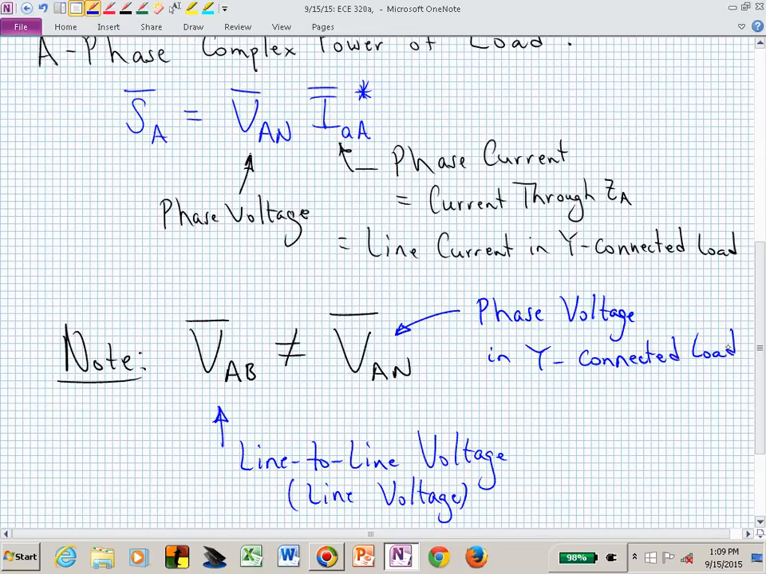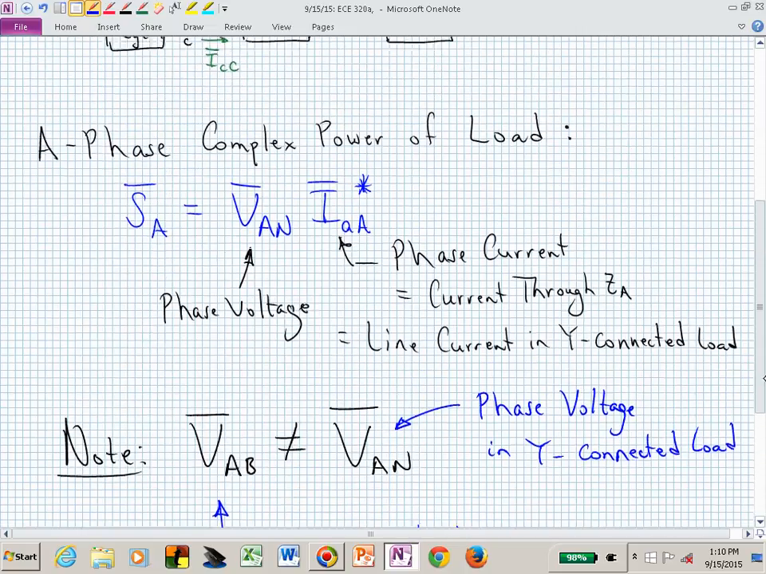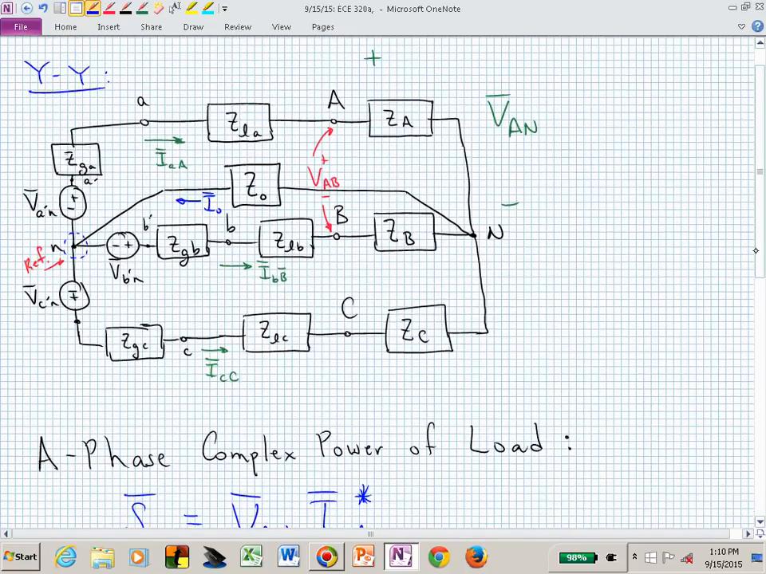In our Y-connected load, are you okay with the expression for the complex power in the A phase? Yes. This is the line-to-line voltage for the A phase. So we're going from the A terminal, the positive terminal of the A, to the B terminal. So the B phase would be from capital B to capital C, positive to negative.